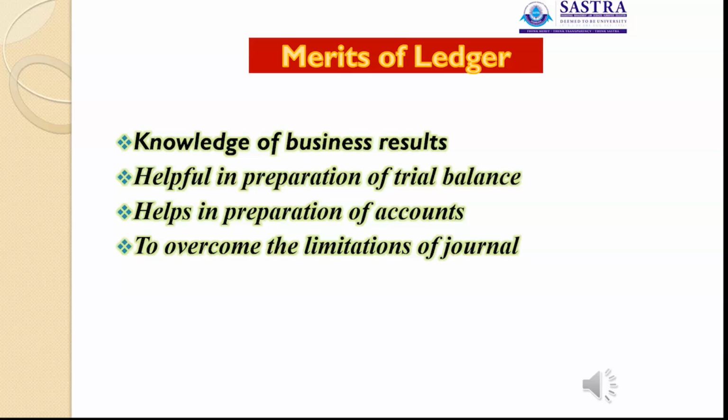Then the last advantage is to overcome the limitations of journal. To overcome the limitations of journal, in the sense that from the journal the complete information related to any transaction cannot be obtained. However, from the ledger, the complete information about any item can be obtained easily. Is it clear? Okay.